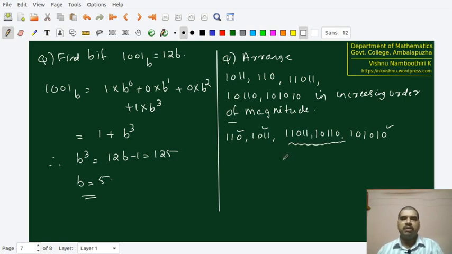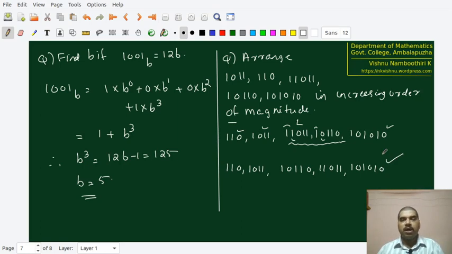Now, how do we compare when we have two decimal numbers with the same number of digits? We need to start comparing from the leftmost position. Here the leftmost position is 1, here also the leftmost position is 1. The second leftmost is 1 here, and the second leftmost is 0 here. Therefore, the largest number is going to be this one. So we arrange it in the form 110, 1011, 10110, 11011, and last number 101010. This is the increasing order of the given numbers.